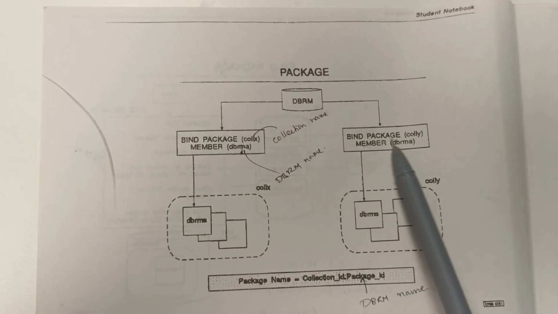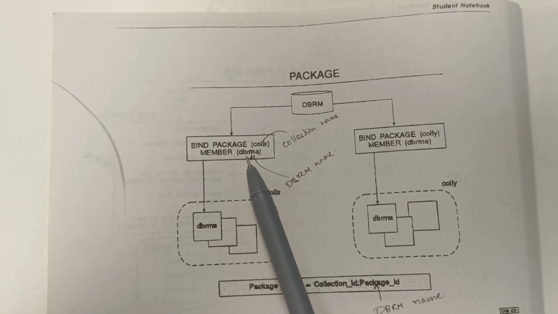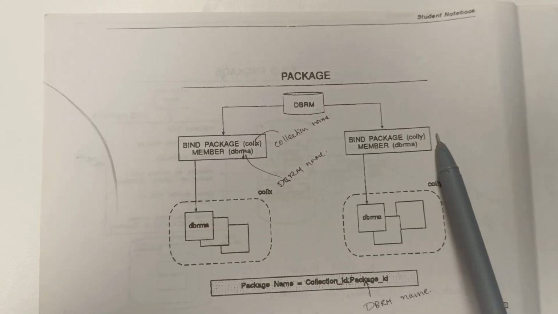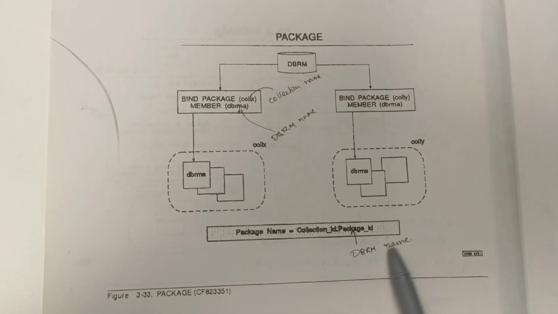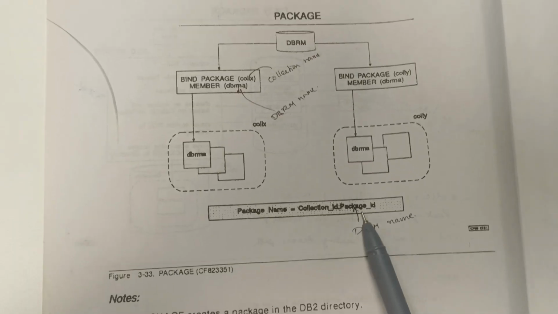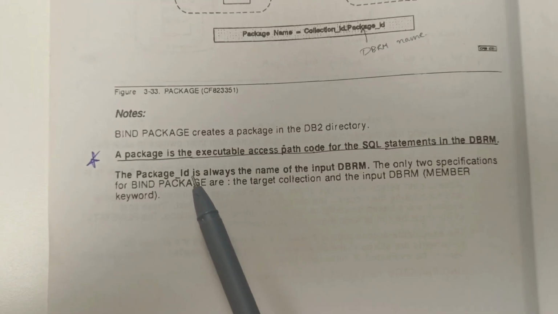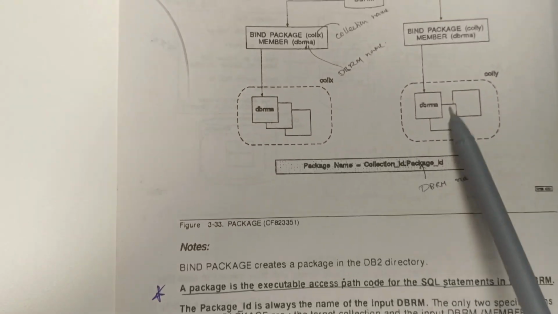Similarly for a different collection, the member name is the same but the collection name is different here. And the package name contains the collection ID and the package ID. Here the bind package creates the packages in the DB2 directory.